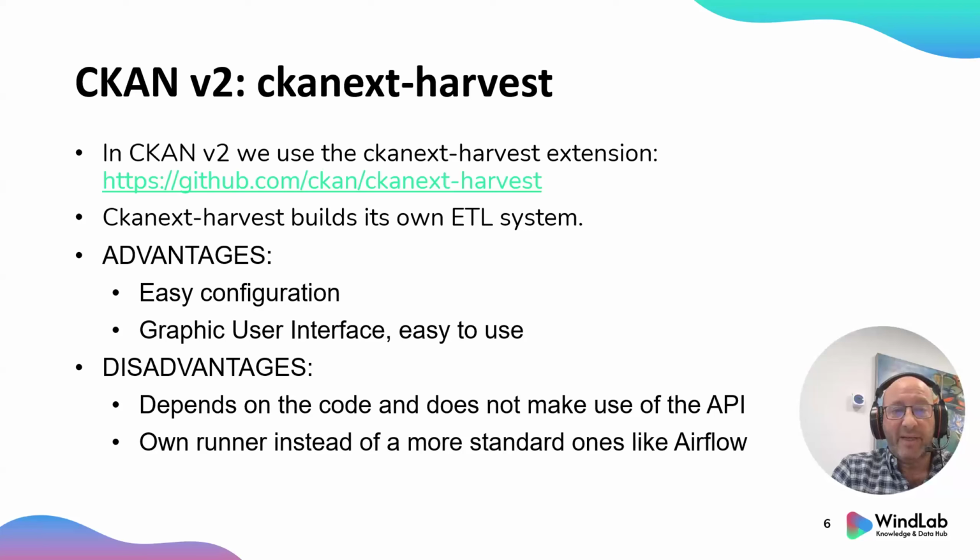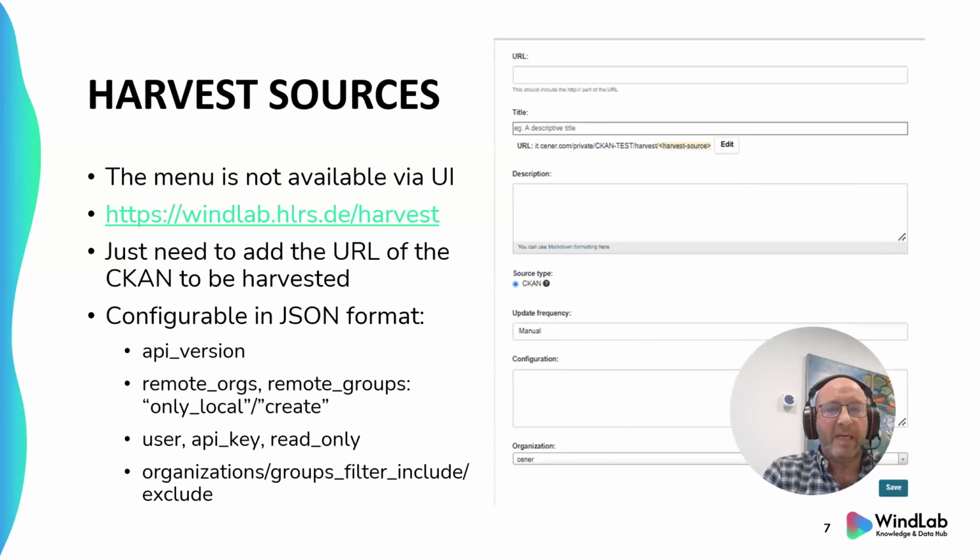And the disadvantages are that it's developed very tightly coupled to the code. It's not taking advantage of the API of CKAN. This is still not developed from the philosophy or the strategy of microservices. It will be, hopefully someday it will be. And well, it has its own runners instead of having a more standardized format like Airflow would be. For the harvesting, we need to define the job that CKAN is going to run. It's funny because, being such a user-friendly interface, the option is not available through any menu option. We have to type the address in the address bar of our browser, then the form will appear.